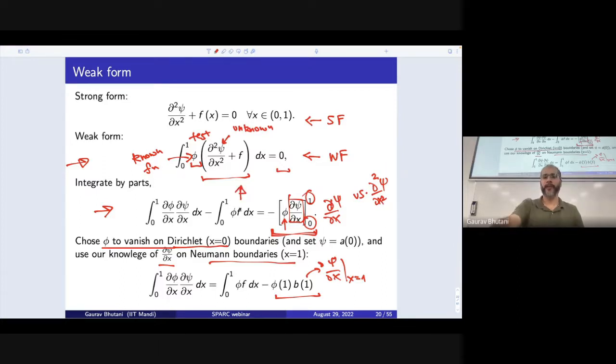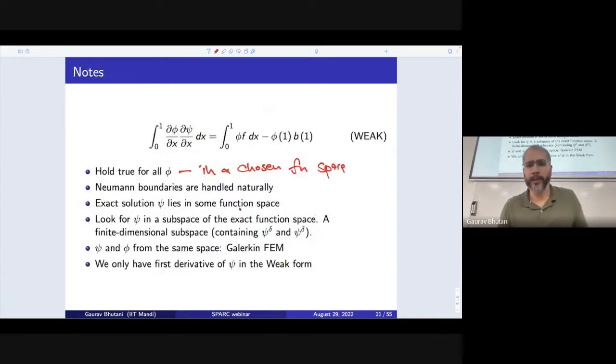So it's some way telling us that the weak form gives us a solution to the actual equation. Not strictly, mathematically it needs more work, but intuitively, if it is true for all test functions in a given chosen function space, then that means that the solution of this equation gives us an actual solution to the strong form. Neumann boundaries are handled naturally, that we just discussed.